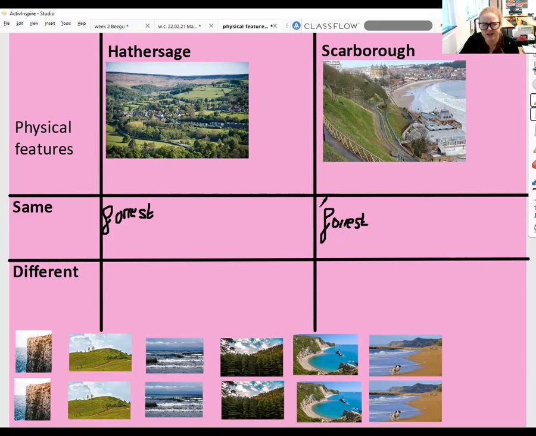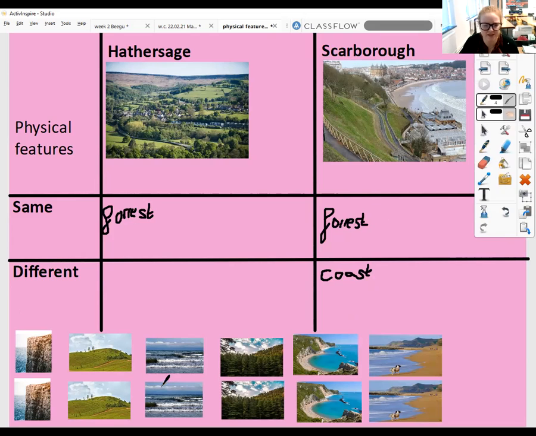Fantastic, okay. But what different did they have? Well, I know that Scarborough has a coast. Does Hathersage have a coast? Just have a little think. Did we ever see a sea near Hathersage? No. So Scarborough has a coast and Hathersage does not.